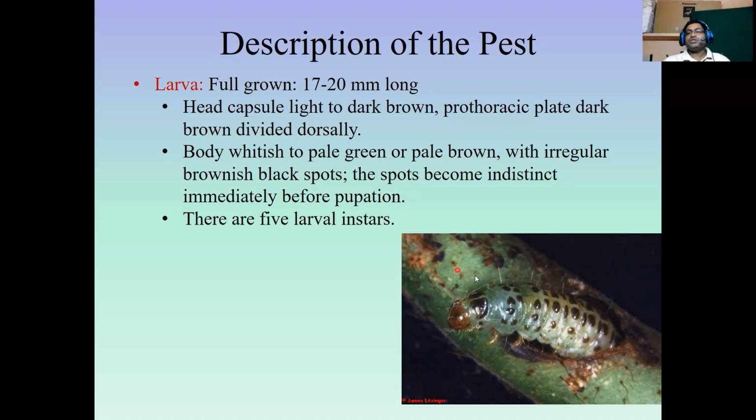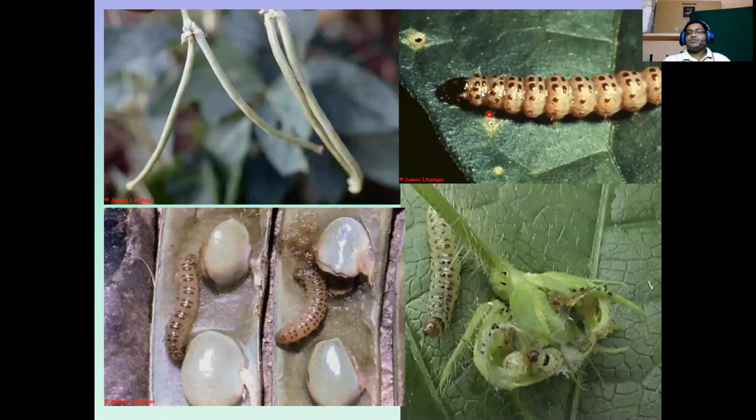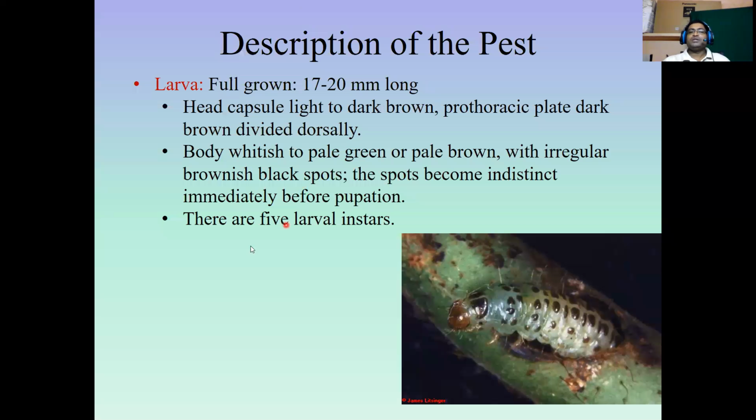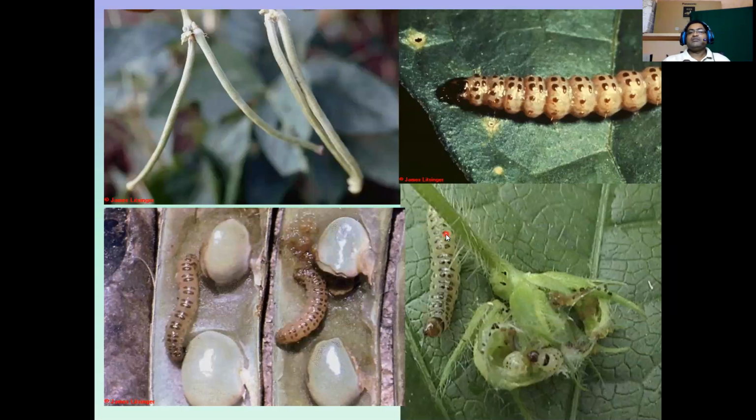So pupation means the larva is going to become a pupa, so therefore it becomes a darkish brown color, right? There will be 5 larval instars.